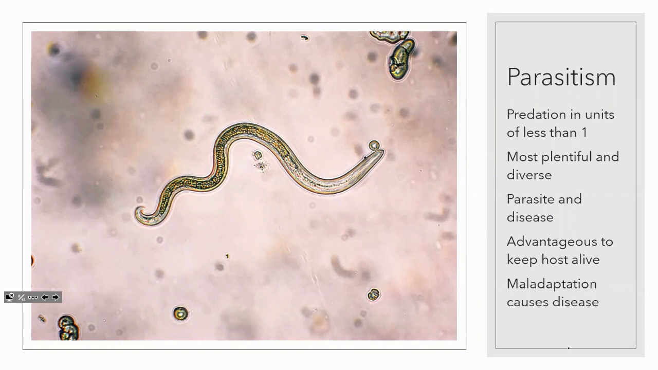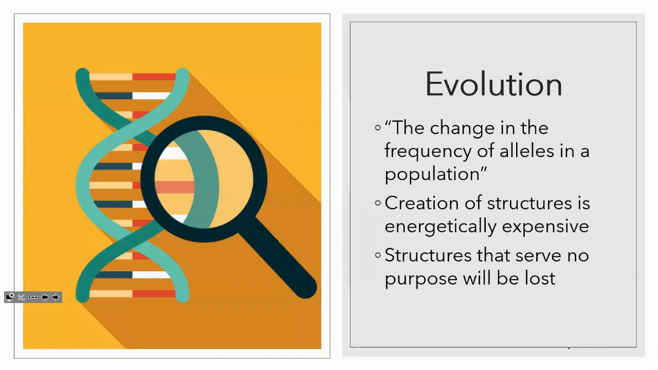Hope that gives everybody a little bit of a baseline knowledge on parasitism before we move on to our organism in question. So we're going to talk about the evolution of parasites. As I just talked about, when parasites are causing disease, that's because they're not highly evolved with their host. So we're going to be talking about evolution in terms of change in frequency of alleles in a population. Generally, the creation of structures is energetically expensive, and structures that serve no purpose will be lost. That's one of the things that I'm sure many of you learned in evolution here.